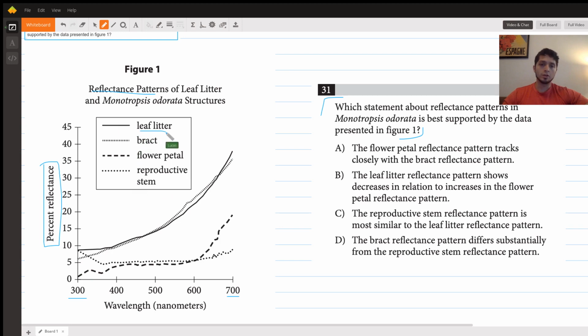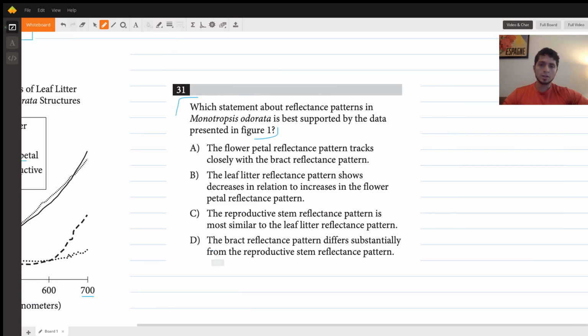So leaf litter is sort of just like the surrounding ground. The bract is sort of the outside pieces that are using it as camouflage. Flower petal obviously is the flower, and then the reproductive stem is the stem of the plant. And then we can see the key for each of these and basically the trend. So, of course, as the wavelength goes up, we have greater percent reflectance, with similar reflectance here for these two and not so similar for these two. So let's see if we can choose an answer choice.